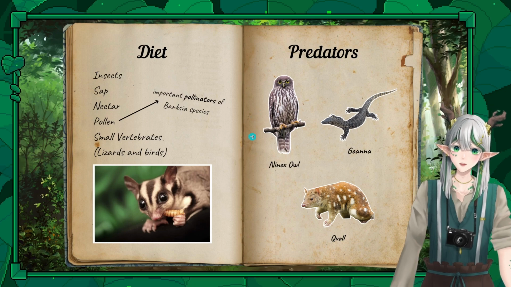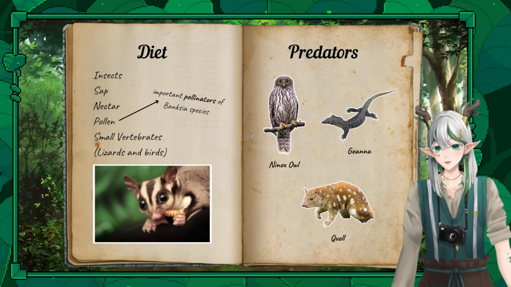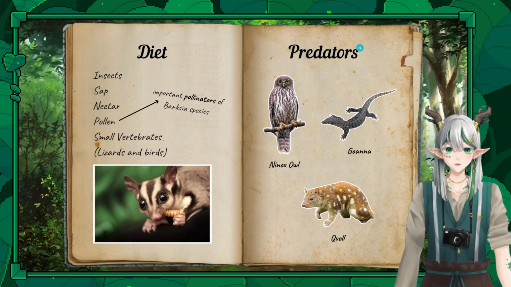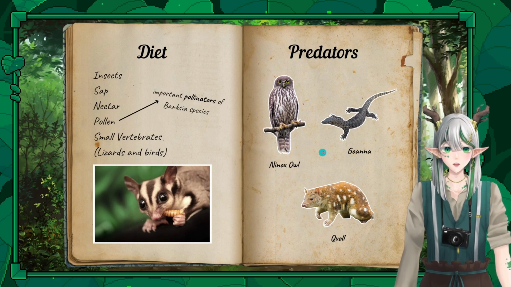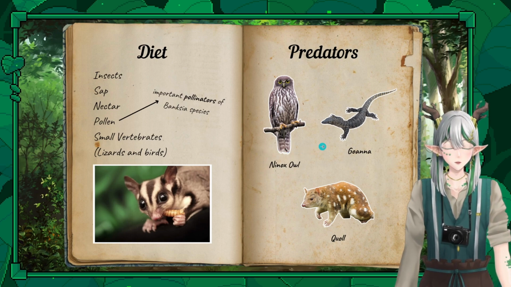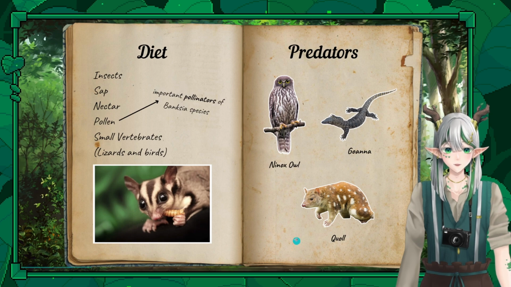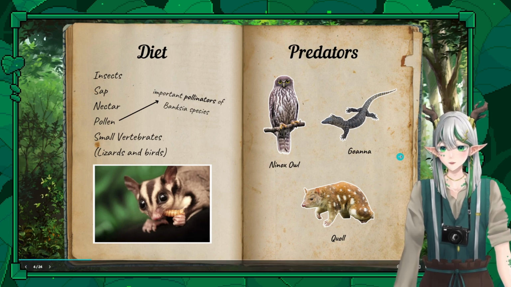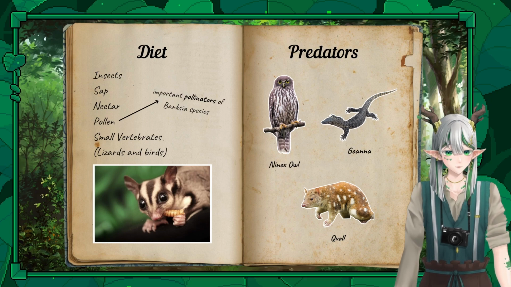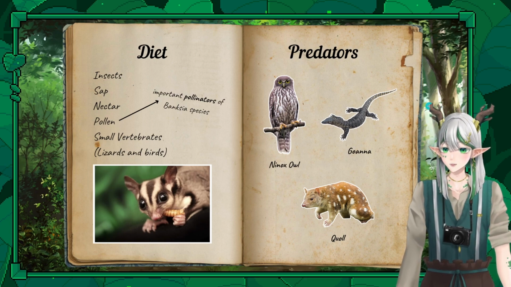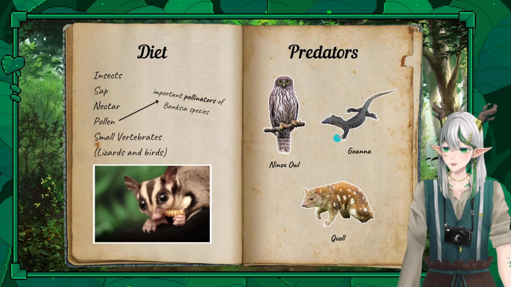So I'll talk quickly about the predators. I know it's sad. But one of the big predators of sugar gliders are the Ninox owl, goannas too, some sort of big lizard, and quolls, which are actually quite cute, I think, but they do eat sugar gliders, less cute in that case. I won't go too much into detail, I don't need to tell you how exactly they kill those cuties. That would be mean.